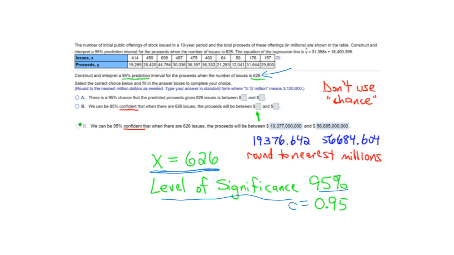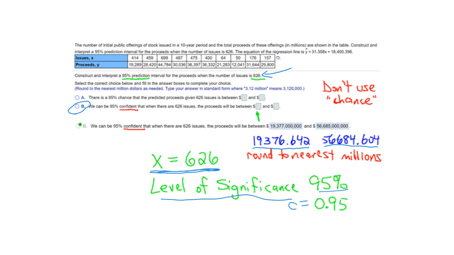But let me just show you on this page what happens when we go to interpret. StatCrunch is going to spit out the prediction interval for us, and that's these 2 numbers here. These are the 2 endpoints for my prediction interval. But when I go to decide which box to put my answer in, we are not going to take a chance. We want to be confident. So we're going to use B, and we're going to be 95% confident. And we're going to put our 2 endpoints in.